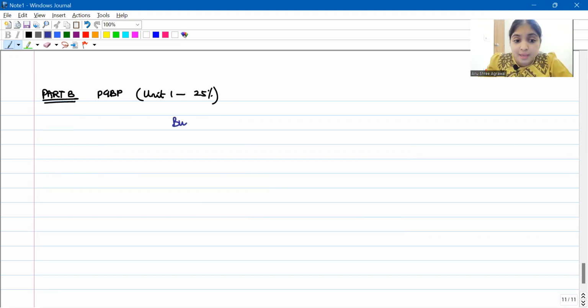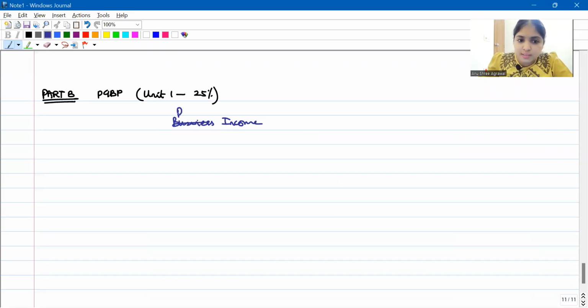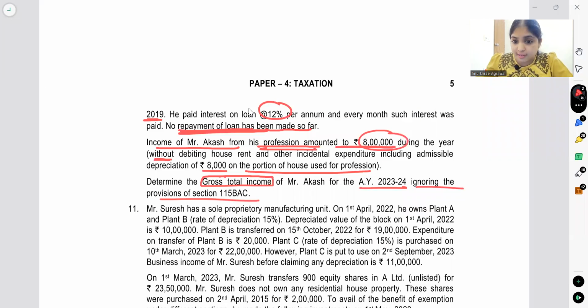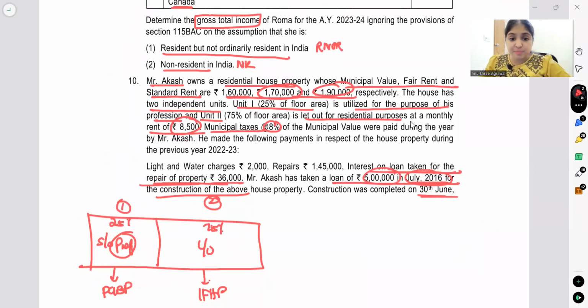So what is my business income? My assessee's business income in the question, income from his profession amounted to 8 lakhs. So not business income. He has professional income. How much is it? 8 lakhs. From this 8 lakhs, I'll simply subtract all expenses relating to this house property. I'll get my PGBP number.